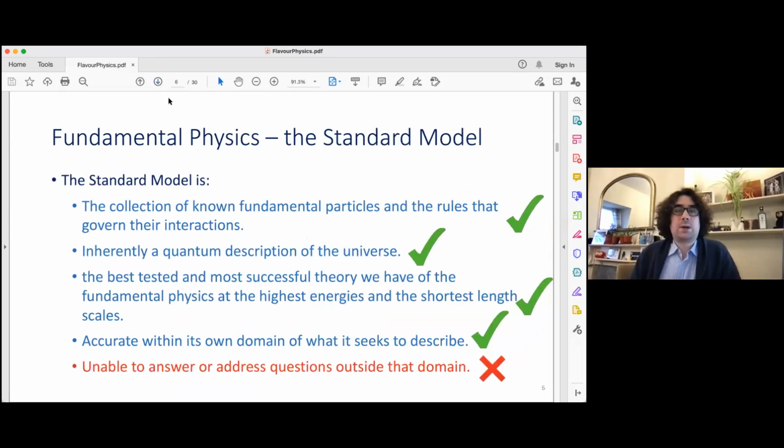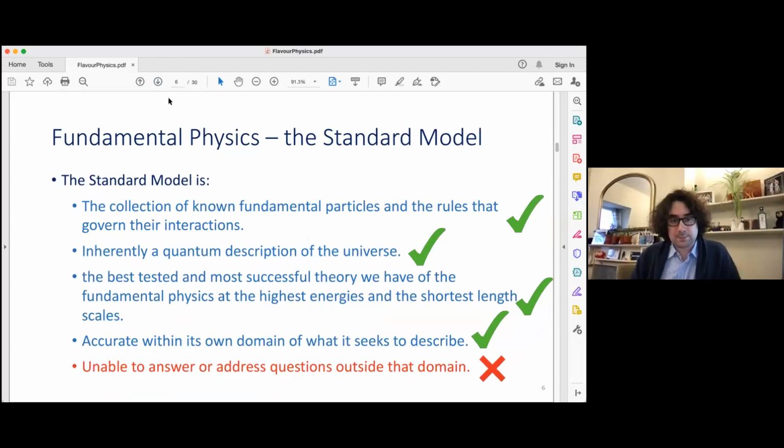So the Standard Model is a collection of known fundamental particles and the rules that govern their interactions. It's inherently a quantum description of the universe. It's a quantum theory. And it is the best tested and most successful theory we have of fundamental physics at the highest energies and at shortest length scales. And it is accurate within its own domain of what it seeks to describe.